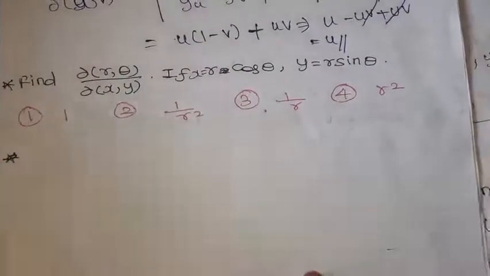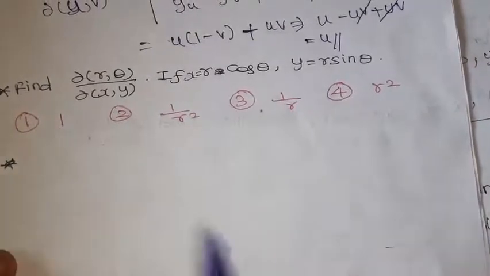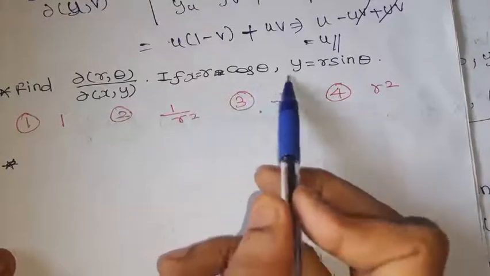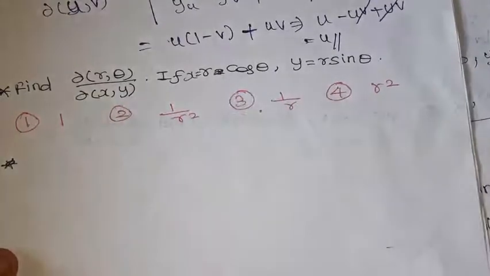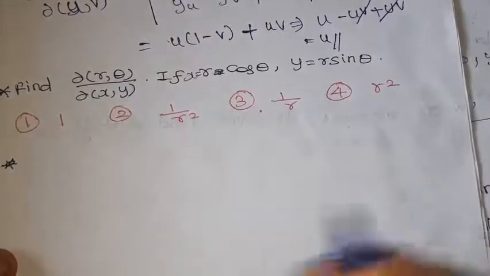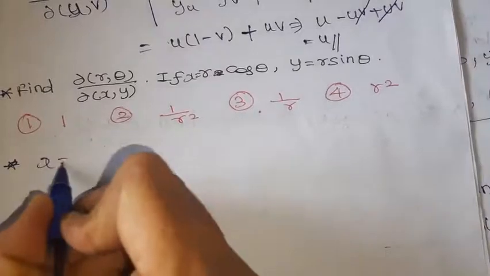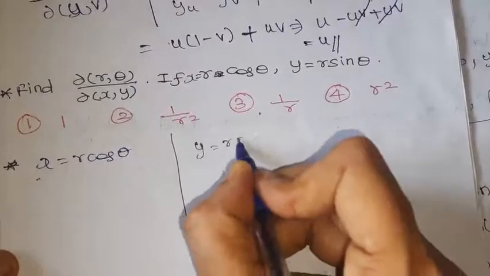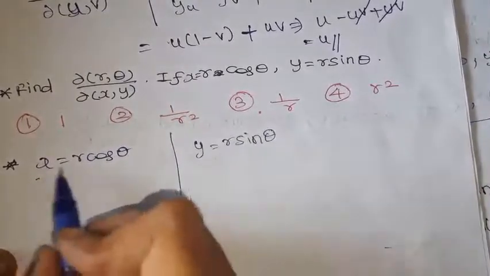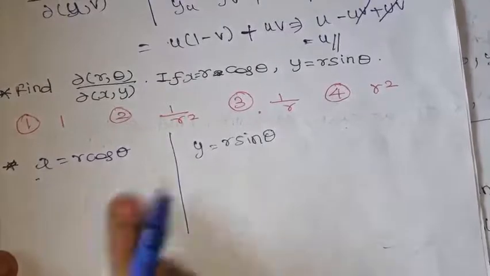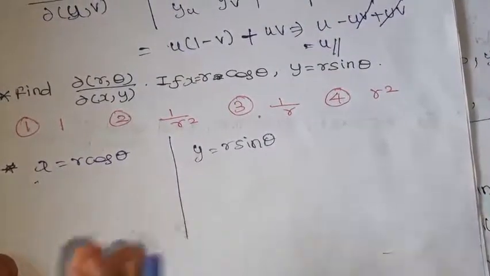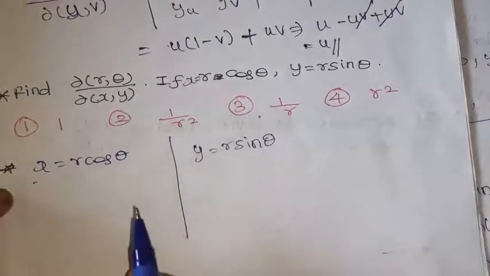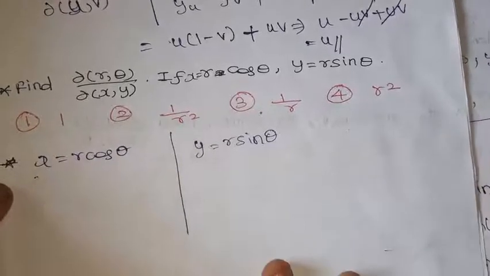We'll move on to the next one. Find ∂(r,θ)/∂(x,y) if x equal to r cos θ and y equal to r sin θ. So first of all, what is given? x equal to r cos θ, y equal to r sin θ; these are functions of r and θ. First we differentiate with respect to r and θ on both x and y, so we can find ∂(x,y)/∂(r,θ). Then we have to take the reciprocal.